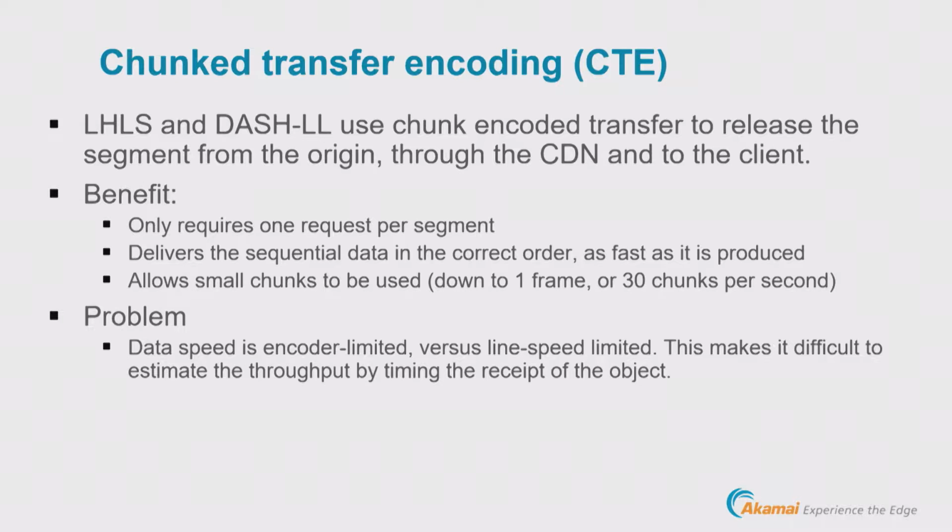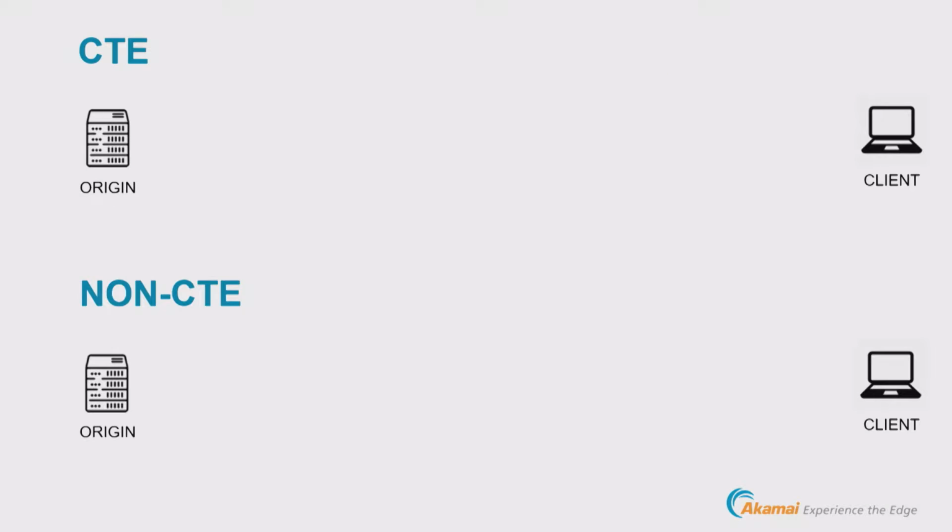The problem is that they are produced at the rate that the encoder is making them. And if you have a 6-second segment, you'll notice that no matter how much end bandwidth you have between your client and your server, you'll always get the segment in 6 seconds because it's limited by the speed of the encoder and not the line speed at delivery time. So here's a little animation to illustrate that.